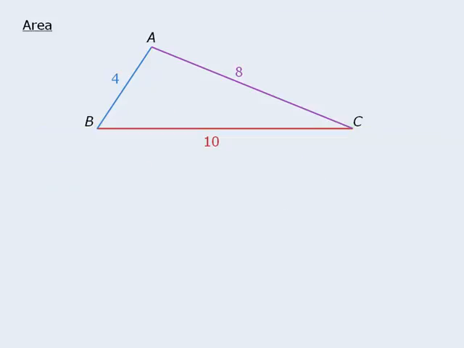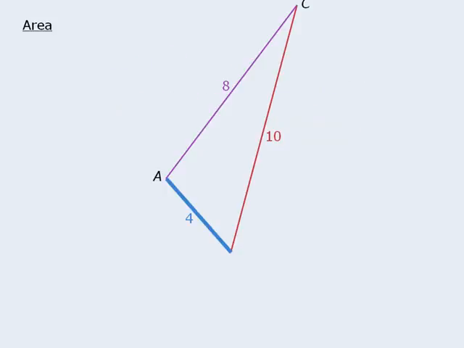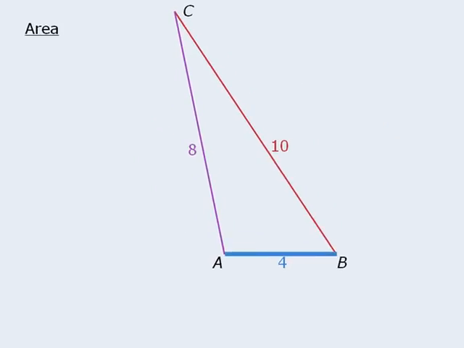So, for example, in this triangle, we could make side AB the base. Now, to make it easier to see what happens when we make side AB the base, let's take our triangle and spin it around like so. Now, as I said, the base need not be horizontal. This just makes it easier to view.